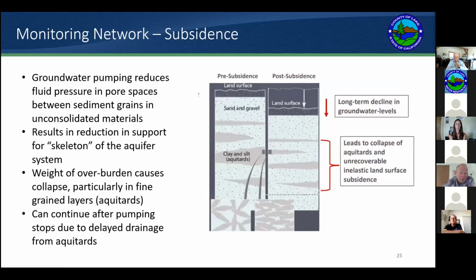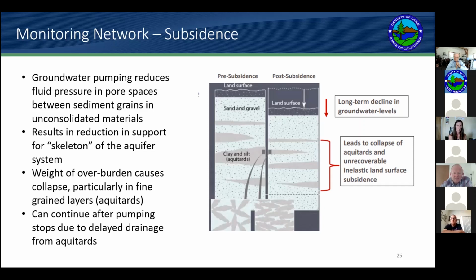So again, I don't know where folks are with their general understanding of subsidence. This little cartoon shows you pre-subsidence, what the aquifer system would look like. And then what happens is, if extraction occurs, primarily from groundwater pumping, you remove the fluid pressure in some of the pores.